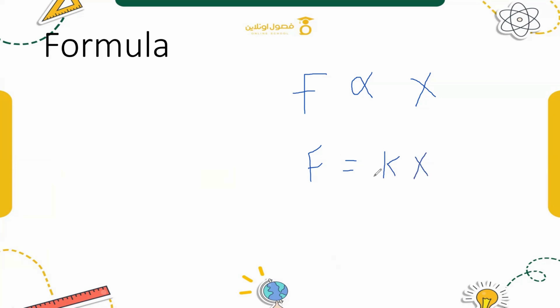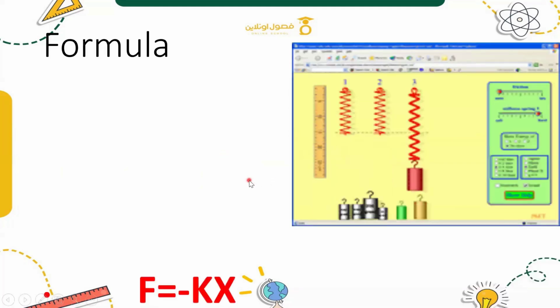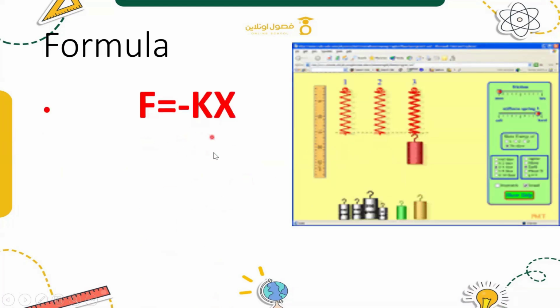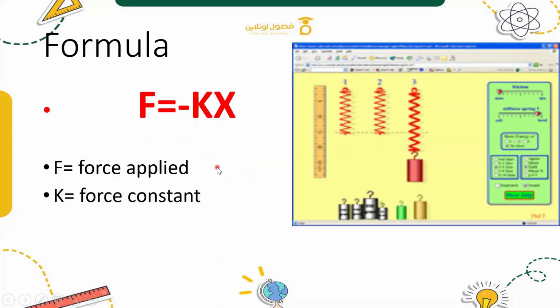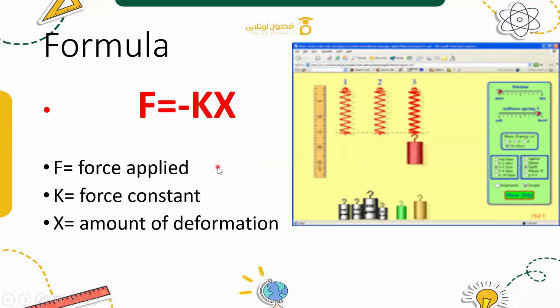Then he put a negative sign. Do you think why he put a negative sign? Yes, we remember, because there are two directions. You can stretch to go down or compress to go up. For that, he used a negative sign. Okay, this is the spring. The formula: F is equal to negative Kx. F is the force applied. K is the force constant. X is the amount of deformation, or the displacement the spring has made.